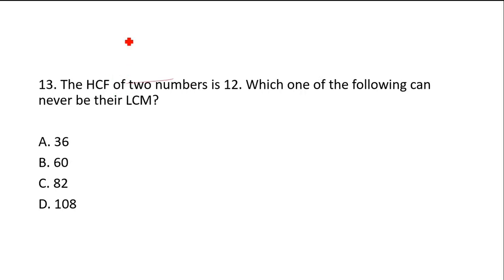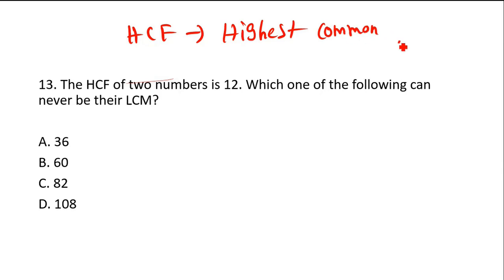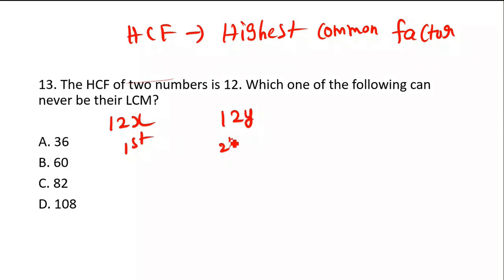HCF of two numbers is 12. Guys, what is the meaning of HCF? Highest common factor. HCF is nothing but highest common factor. So if the HCF of two numbers is 12, then the numbers will be 12x and 12y. First number will be 12x, second number will be 12y. We are not sure what the original first and second numbers are. As 12 is the highest common factor, we'll write them as 12x and 12y.